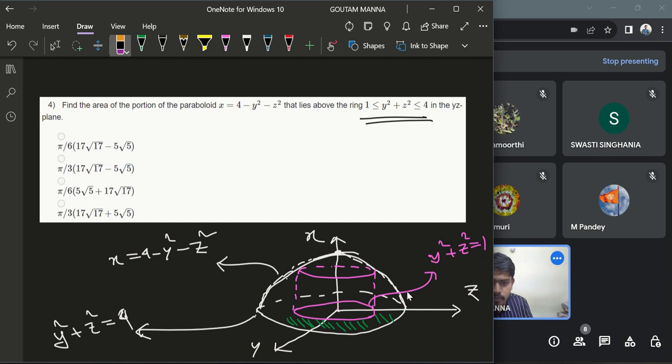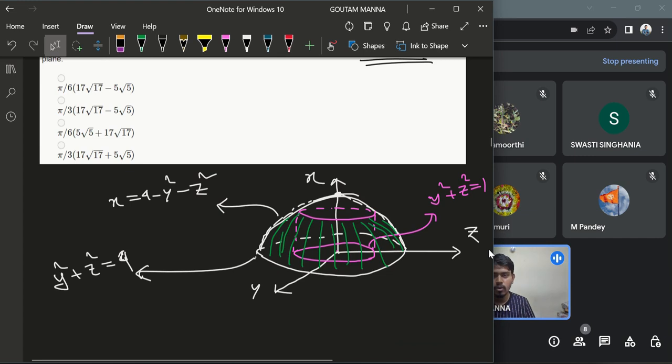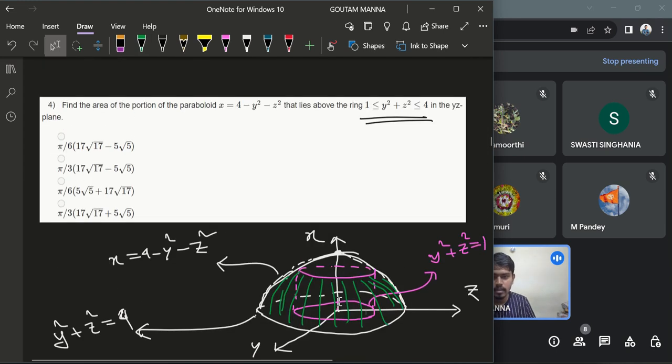If any point you are not understanding, then please let me know. Write in the comment section or ask by unmuting. Okay, so this is the ring, and we are asked to find the area above the ring that will be on the paraboloid. So we are asked to find the area of this region. But obviously we will not be integrating on this curved surface. We will be looking for some method through which we can integrate over this ring, that is in the yz plane.